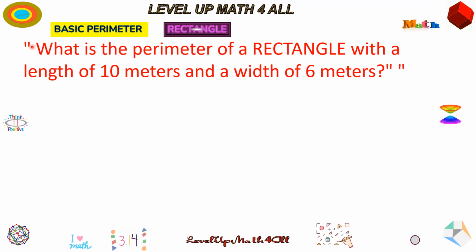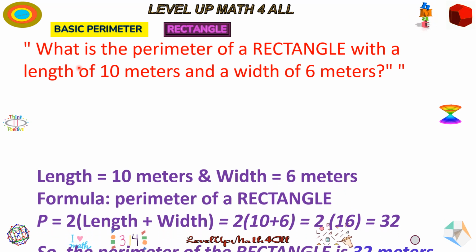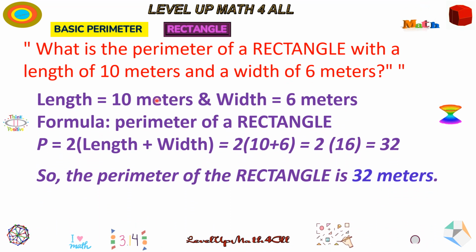Let's revisit the whole problem and the solution. We are trying to find the perimeter of a rectangle where the length is 10 meters and the width is 6 meters. Our formula for the perimeter of a rectangle is 2 times length plus width, that is 2 times 10 plus 6, which is 2 times 16, that is 32. So the perimeter of the rectangle is 32 meters. I hope you all got this one, how to solve it, and try other problems.